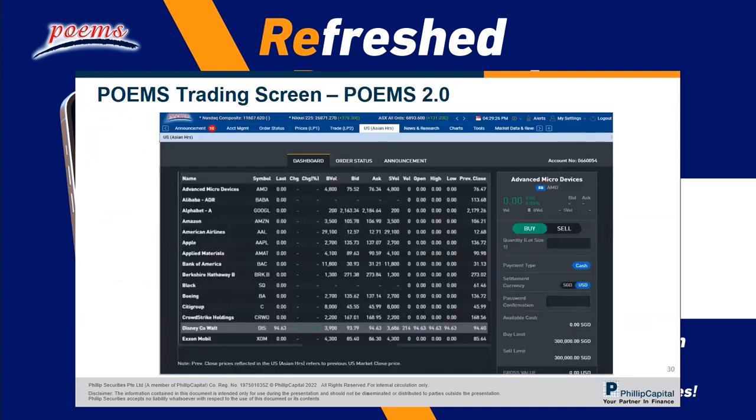So for the trading screen for Points 2.0, later on I will show our participants how it looks. This is the screenshot of how the US Asian hour looks. There will be a bid price and an ask price, which is the buyer price and the seller price. It will also indicate the previous closing price, so you have an estimation whether the price is good for you, or whether you want to go for it or not.